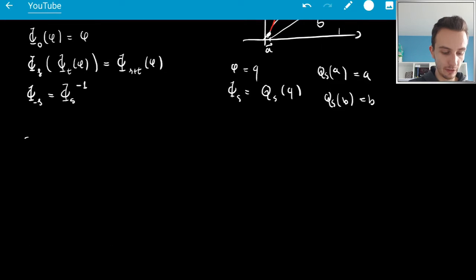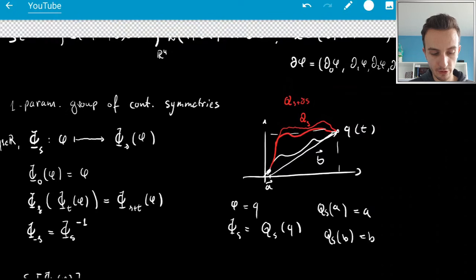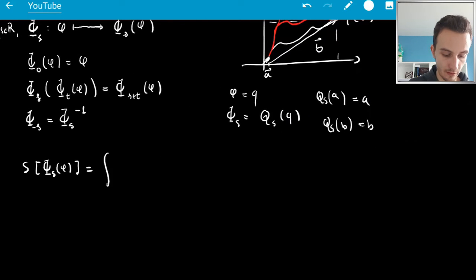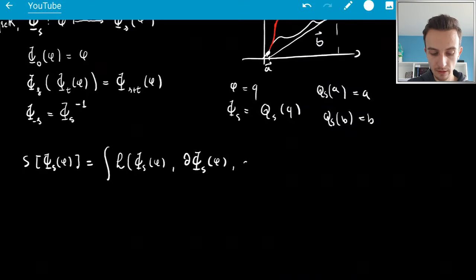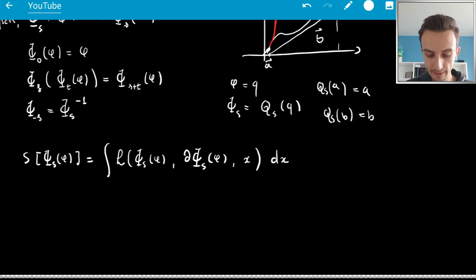And now I want to look at what S of phi s of phi would be. It's just this integral. I'm not going to write the integration limits. The integral of L of phi s of phi, the derivatives of phi s of phi, and maybe x, dx.